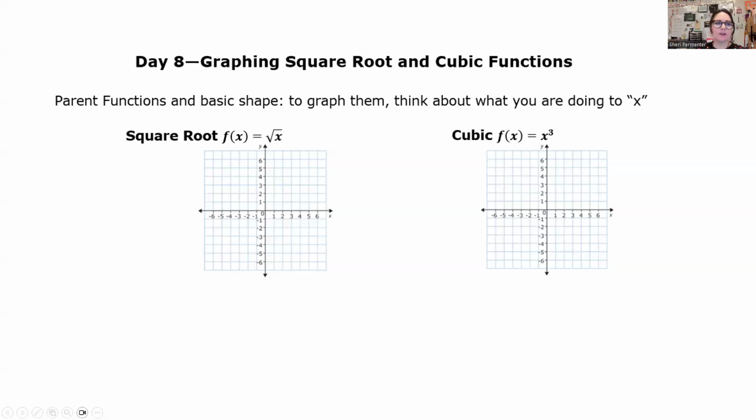So for both the parent functions, you're going to start at 0, 0. Are y'all ready? Okay, both functions, you will start at 0, 0. Most parent functions, you do start at 0, 0 or somewhere around the origin. And square root functions, the way I remember the shape of a square root function.